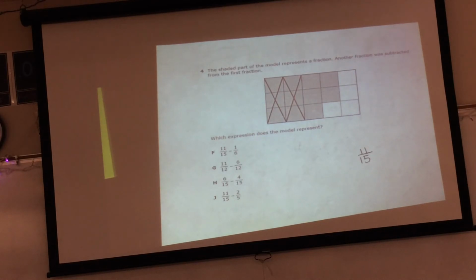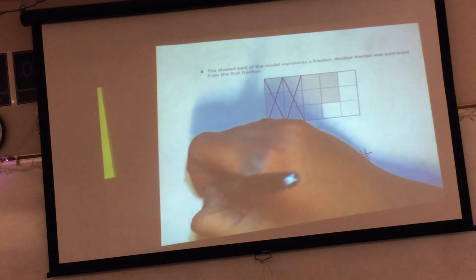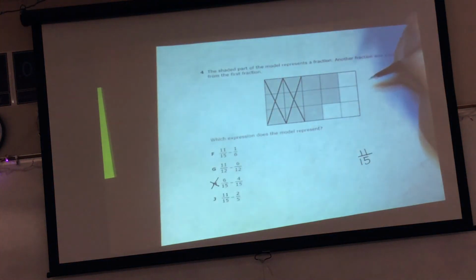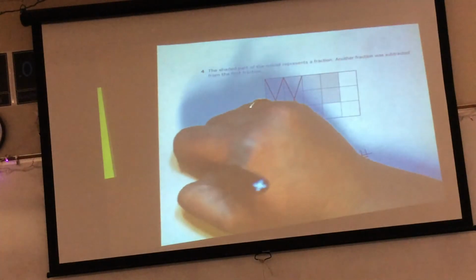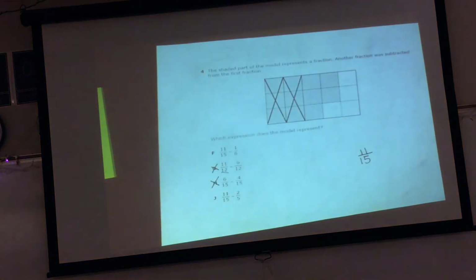This part is where it gets a little confusing, so please listen. First thing I want you to do, look at my answer choices. Which can I eliminate off the bat? H, because it only says 6 over 15. It's not showing the total amount shaded, so I can get rid of this. And G, because it's saying 12 as a denominator and I know I have 15. So now I already have a 50% chance of getting this question correct.